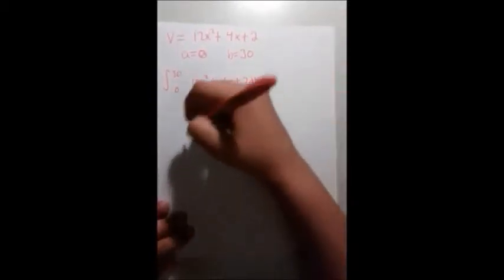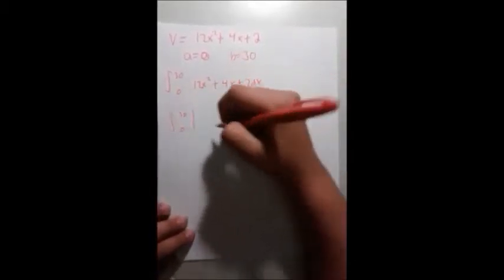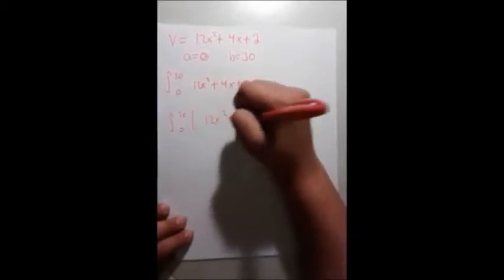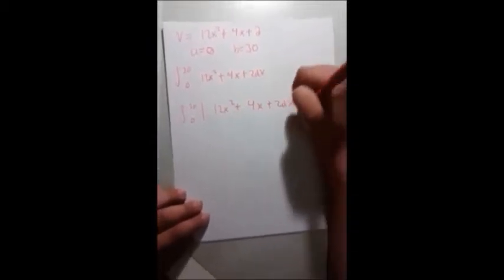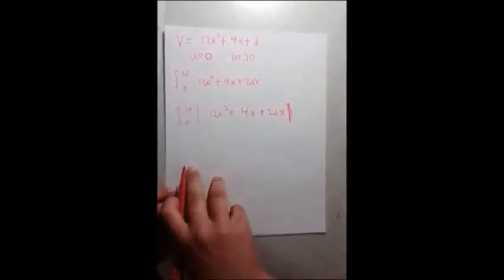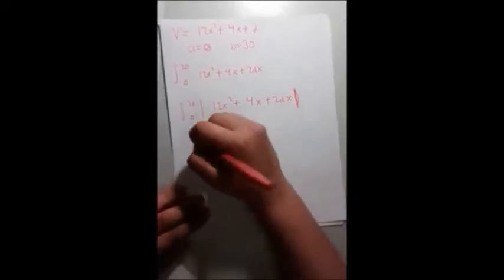And then we also have the integral of 0 to 30, absolute value, for distance. So first we have to figure out where his velocity is 0. So we're going to set the equation equal to 0.